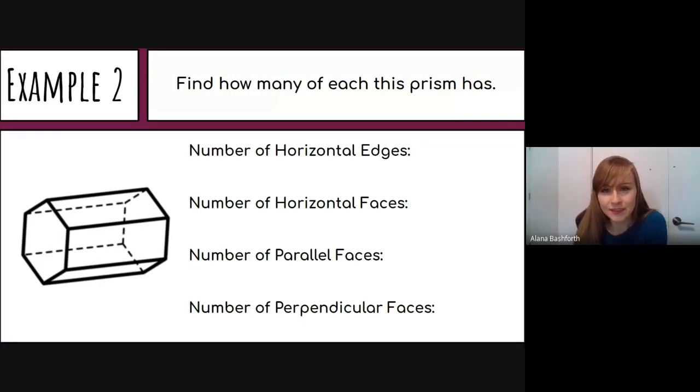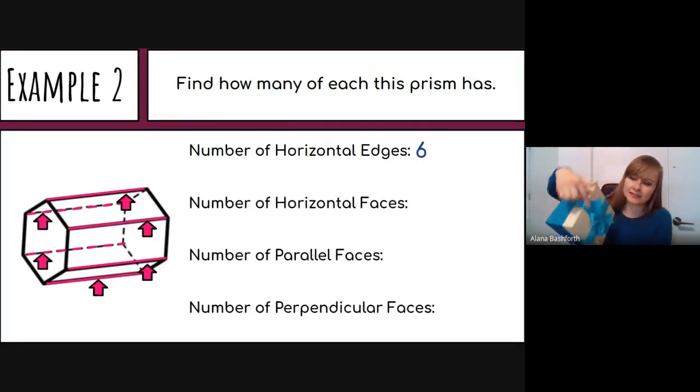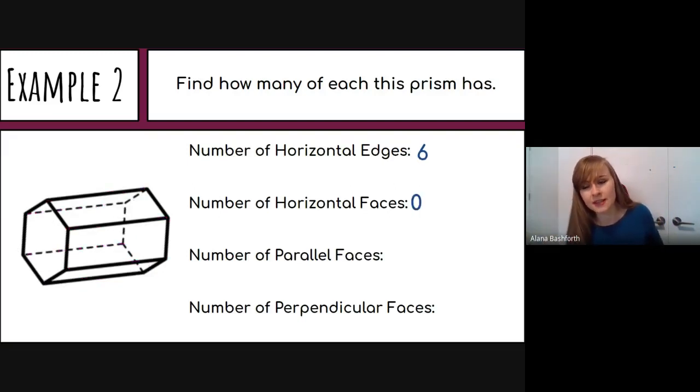So first of all, horizontal edges. I've pointed to each one that is level with the ground. This one, I don't know how this shape is standing on its corner there, but it's standing like this. So none of these, well, this is not obviously a hexagon, but none of these are horizontal. So there's 6 of them. Number of horizontal faces, there is 0. Nothing is horizontal because they're all at an angle.